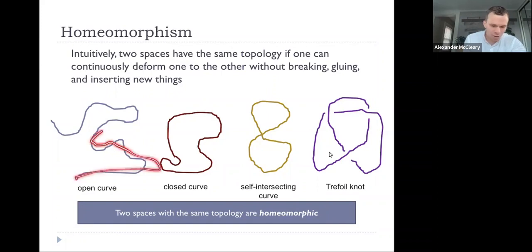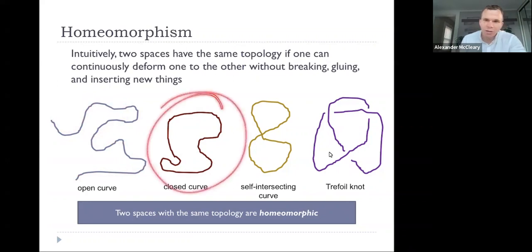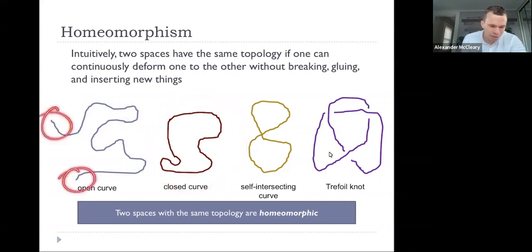Here we have this open curve. And here we have a closed curve. Intuitively, these should not be the same topological space. This closed curve has no endpoints. It has no beginning nor end, whereas this one starts here, or maybe it starts here, and it ends here. It doesn't matter, but this space right here does not have the endpoints that this one does. So we can tell those apart.